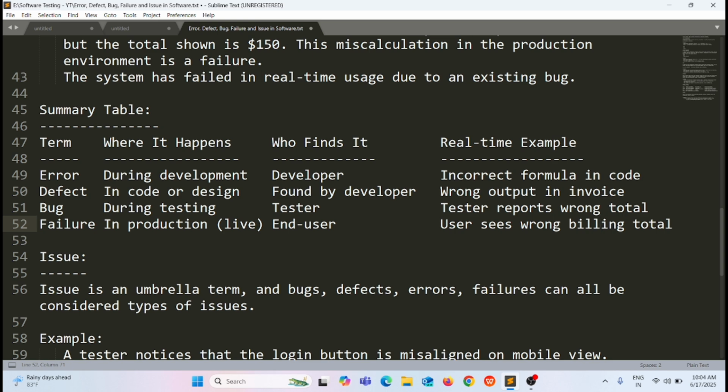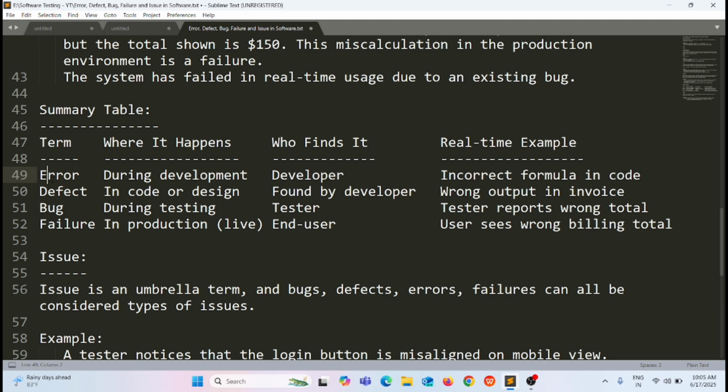So one from development, one from testing, another from production. Clear? Now we have a very clear idea about error, defect, bug and failure. Now there is one common term everyone can use: issue. We found one issue. He found one issue. What is an issue?